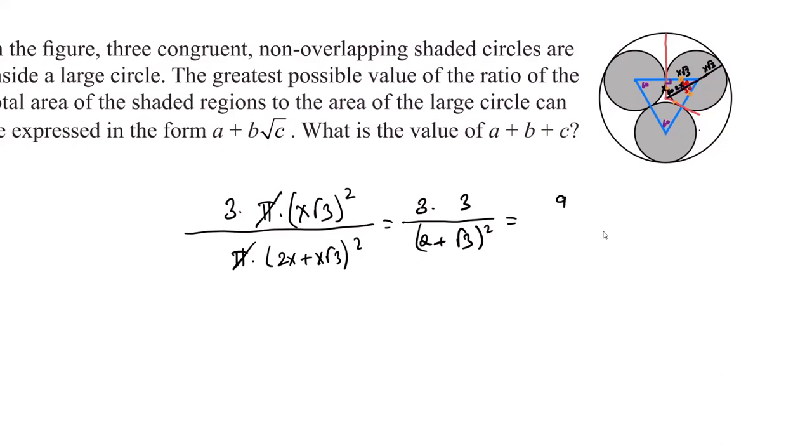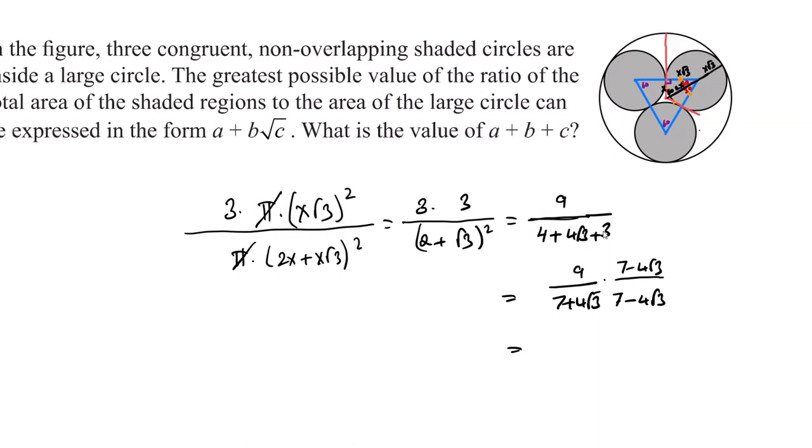And that will be 9 over... If you square the 2 plus root 3, you can use the square of a binomial or just expand it, multiply by twice. So you will get 4 plus 4 root 3 plus 3, and that will be equal to 9 over 7 plus 4 root 3. And we do need to simplify this. We are going to multiply this by its conjugate. So that will be 7 minus 4 root 3 and 7 minus 4 root 3, right?